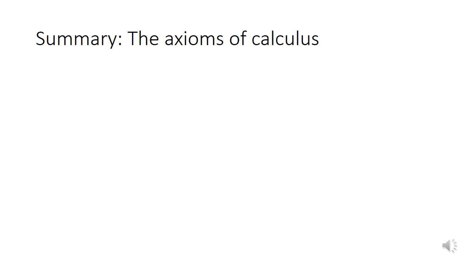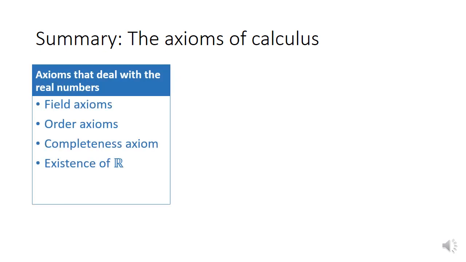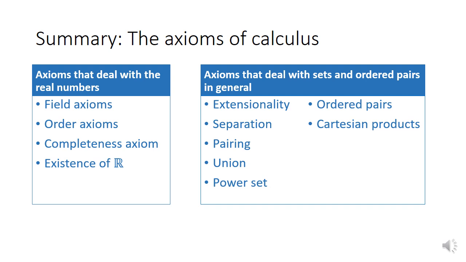Let's summarize the axioms we've learned so far. We can divide them into two groups. In the first group, we have the axioms that deal with the real numbers: the field axioms, the order axioms, the completeness axiom, and the axiom of the existence of R. In the second group, we have the axioms that deal with sets and ordered pairs in general: the axioms of extensionality, separation, pairing, union, power set, ordered pairs, and Cartesian products. These axioms form the basis of calculus in the Blue Pill course. It is now time to look at some of the implications.